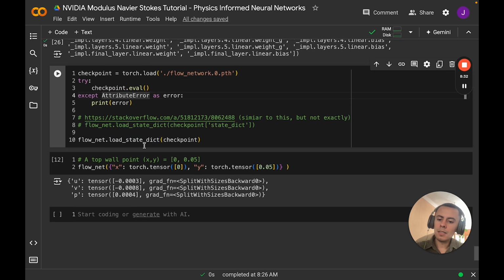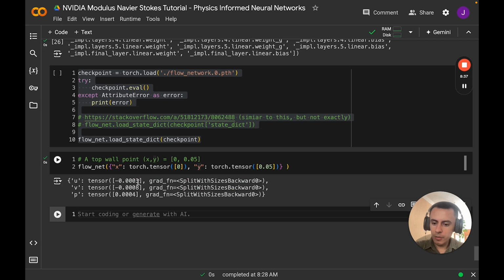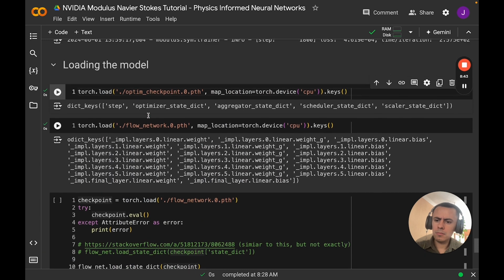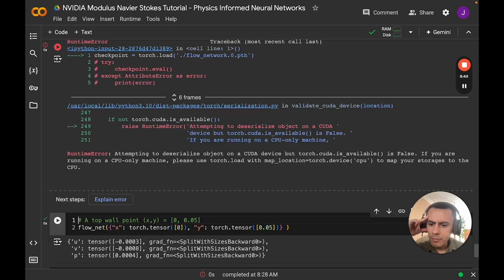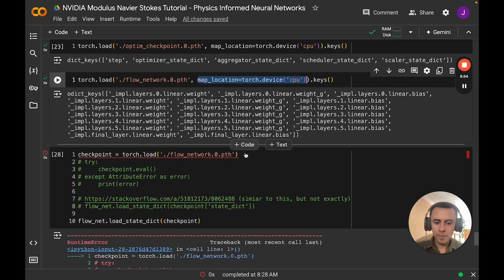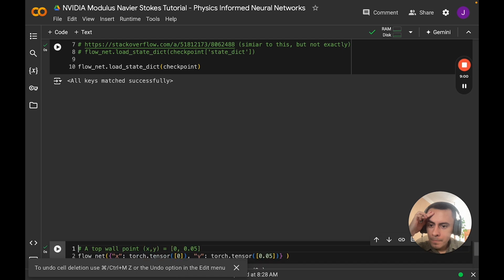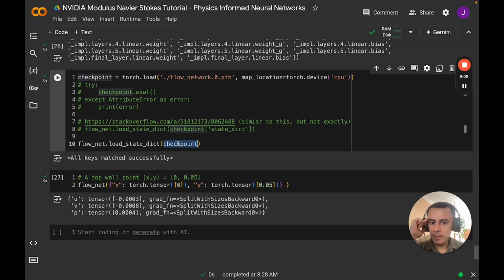I even wonder if, so I haven't run this cell. Right now it's outputting nonsense because I haven't loaded the weights. I just want to figure out if we really need this step. I'm wondering if this will work. Oh, yeah, don't forget about the CPU thing. So we need this, okay. All keys matched successfully, right? We managed to load the weights to the flownet.